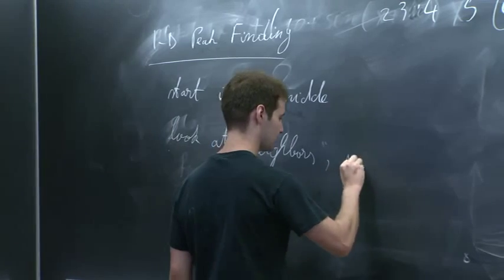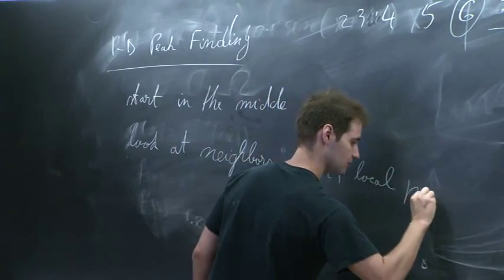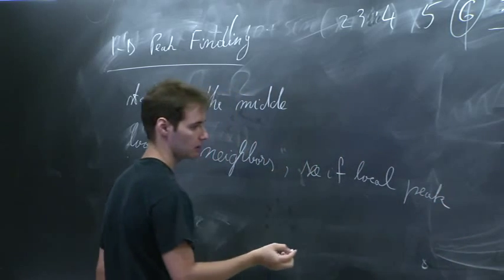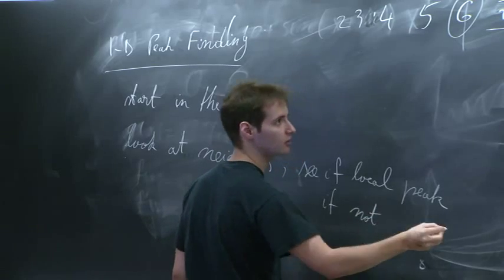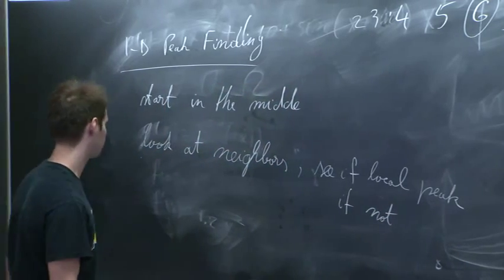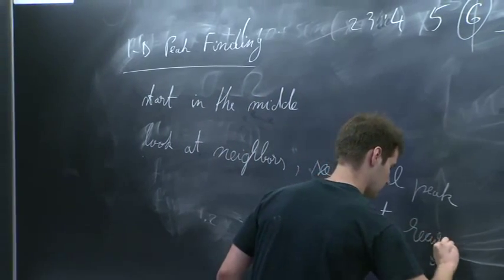Okay, look at neighbors. Figure out if you're a peak. Look at the neighbors. See if local peak. And if not, figure out which way to go in. And I'll say if not, recurse.